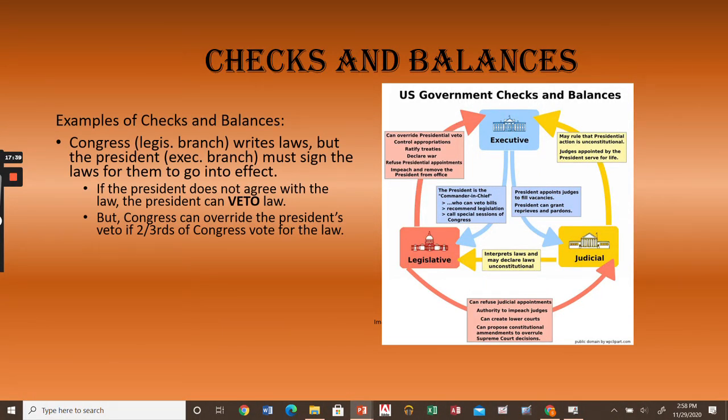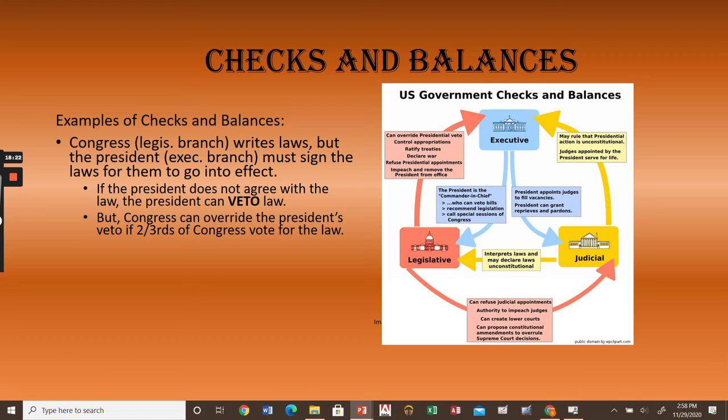All right, what are some examples of this? Well, the legislative branch, as you know, writes laws. So Congress writes laws, but those laws only go into effect if the president signs them. The president has to sign the law. So if the president does not agree to a specific law, the president can veto that law. And that's what we call the veto power. Right? V-E-T-O. The president basically can write veto on the bill. Instead of signing it, he gets to write veto and the law does not go into effect, unless Congress does what we call override the veto.